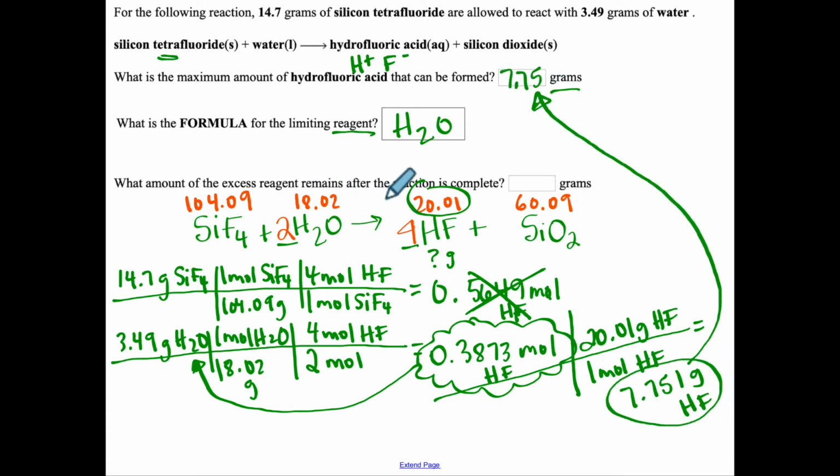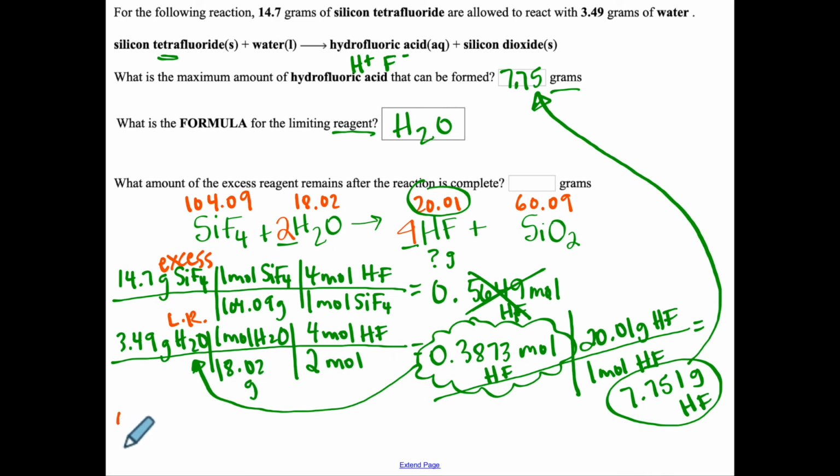Now our third question here says, what amount of the excess reactant remains after the reaction is complete? Now, we determined that the water was the limiting reactant, and that makes the silicon tetrafluoride the excess. So we want to find out how much of this we are going to have left over after the reaction goes to completion. And to do that, we first have to find out how much of this was used. Now, the reason we put this cloud around this number is because we're going to use this as our given for all the other things that we do once we find the limiting reactant.